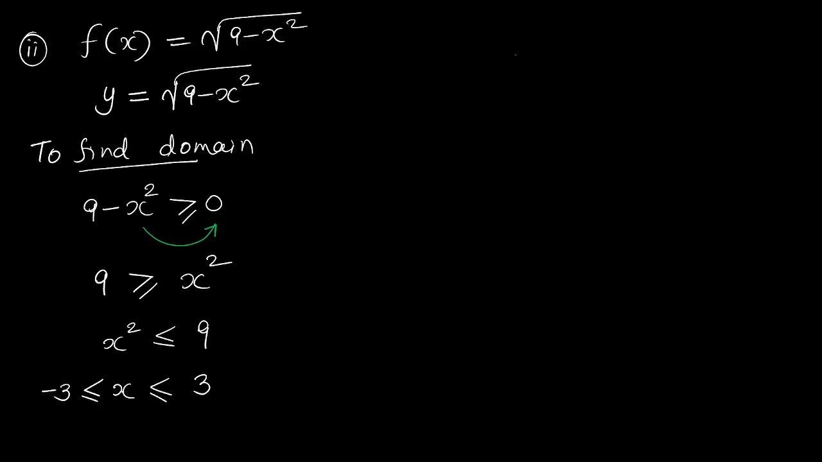Why? If x decreases further, if x is less than minus 3, for example, x is minus 4, the inequality will not be satisfied. I will repeat, don't worry. If x is less than minus 3, this one will not be satisfied. For example, if x is minus 4, minus 4 square less than 9, it is wrong. Minus 4 square is 16. So this one is wrong.